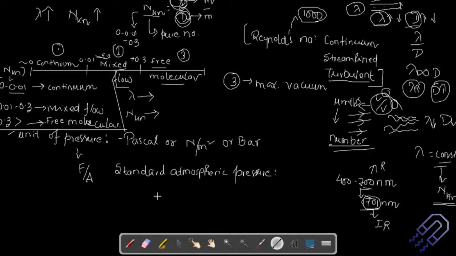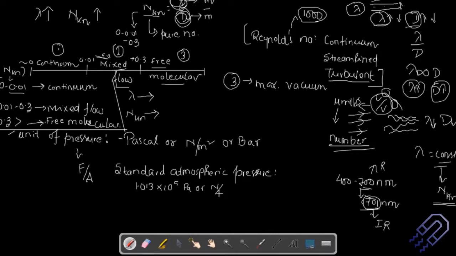So coming back to standard atmospheric pressure. There are different ways of writing it down. Let me write down a few of the values which you might have come across. 0.1013 into 10 to the power 5 Pascal, or Newton per meter square.